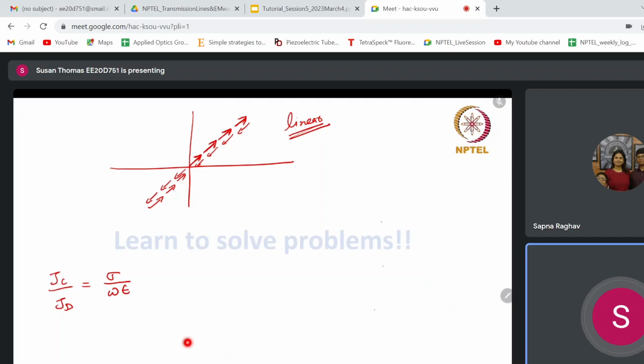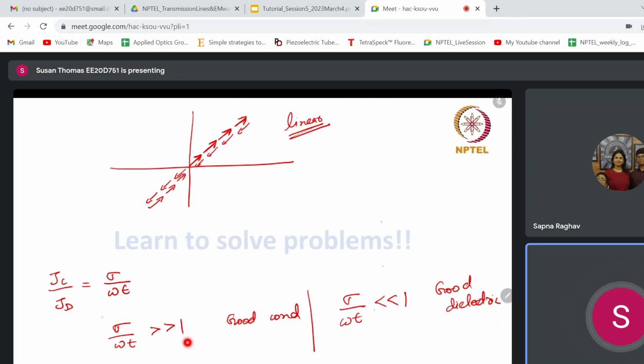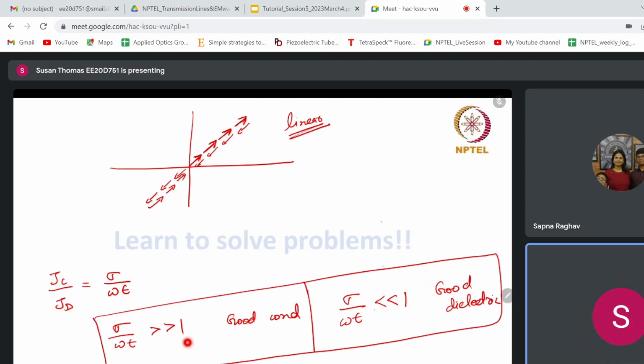If it is a good conductor, sigma by omega epsilon will be very, very greater than 1, because sigma, that is conductivity, is very large. Whereas whenever sigma by omega epsilon is very, very less than 1, we say that it is a good dielectric. Coming back to my first point: if it is a good conductor, the conduction current density dominates. Similarly, if it's a good dielectric, the displacement current density dominates. I just wanted to connect this idea.